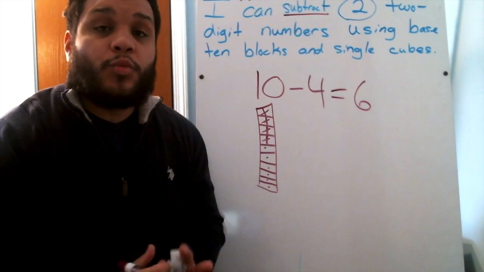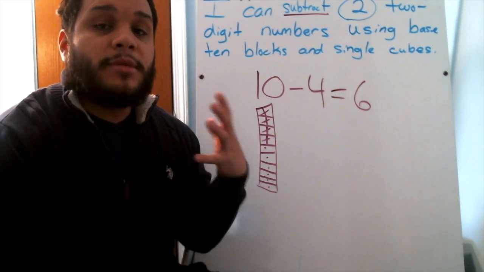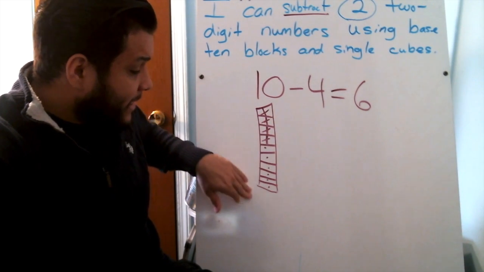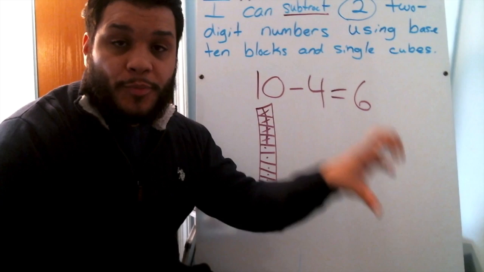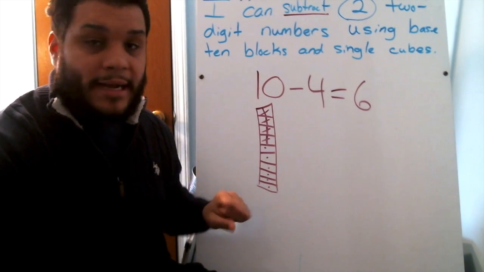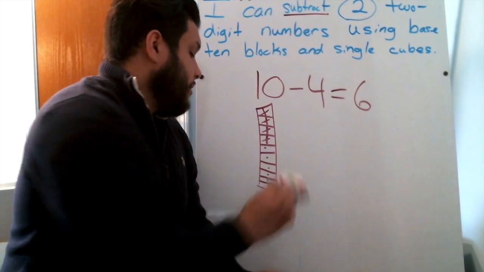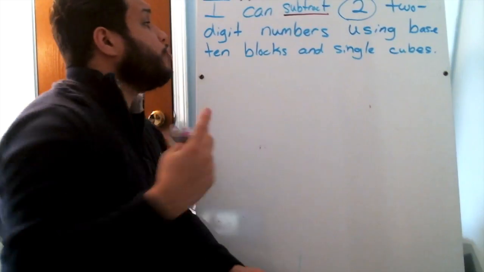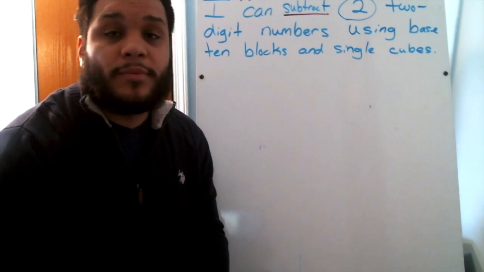So the reason why myself, Ms. Barry, Ms. Rodriguez, Ms. Hughes, Mr. Anthony, we want you drawing a rectangular base 10 block is because it helps you when we need to subtract using this base 10 block. Keep that in mind. So today what we're doing is we are using two-digit numbers using base 10 blocks and single blocks to help us subtract.